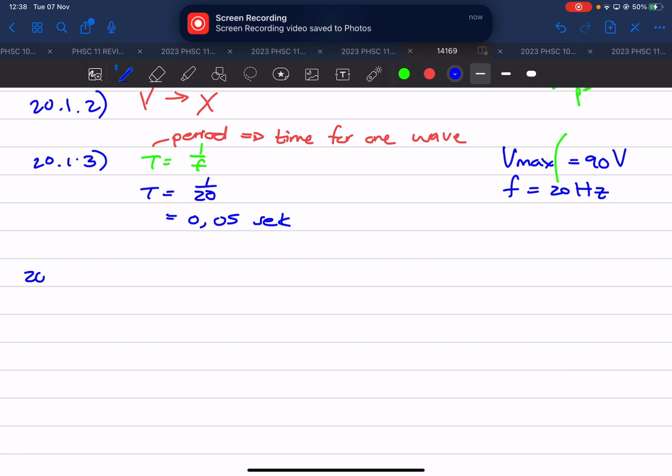Okay, dan 20.1.4 vra hulle. Die spoel begin uit die aanvanklike posisie roteer, soos in die diagram getoon. Skets 'n grafiek van uitsetspanning teenoor tyd vir een volledige rotasie van die spoel, toon die maksimum spanning en die relevante tydwaardes aan. Okay.